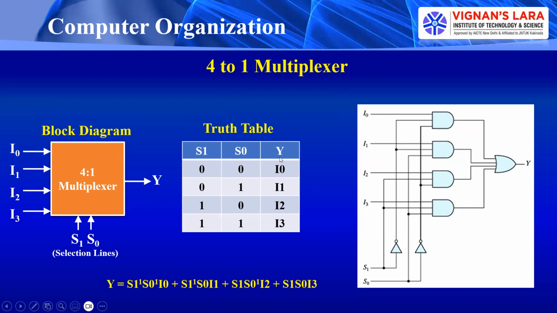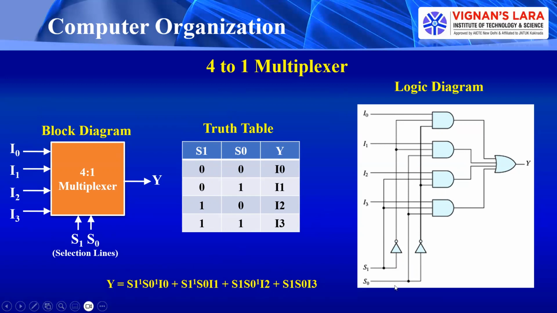Now if I write the output expression Y for this 4 to 1 multiplexer, I'm going to write product terms, meaning min terms. A min term value is always 1. When a variable value is 0, we take it as a complement, and when it is 1, we take it as uncomplemented. By using that logic, Y is equal to S1 bar S0 bar I0 plus S1 bar S0 I1 plus S1 S0 bar I2 plus S1 S0 I3. This is your simplified output expression of the 4 to 1 multiplexer.